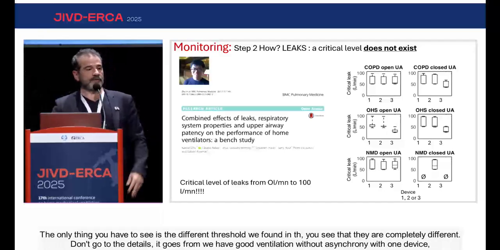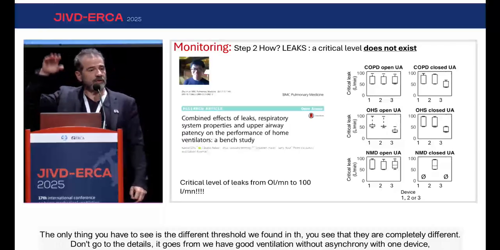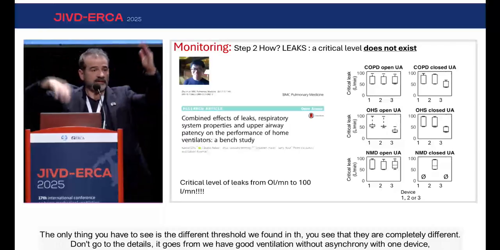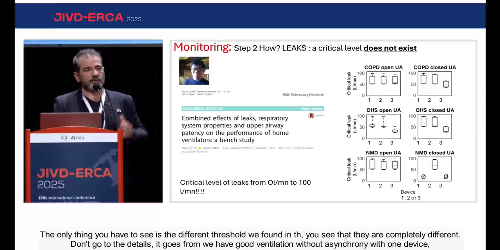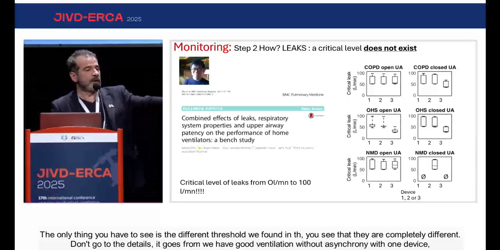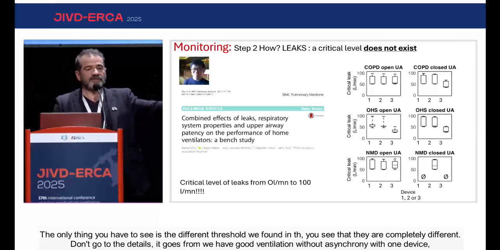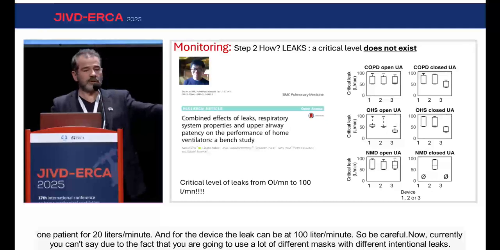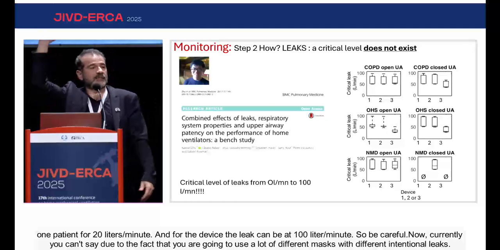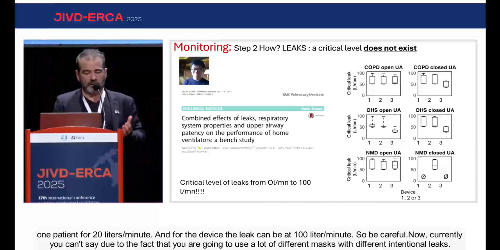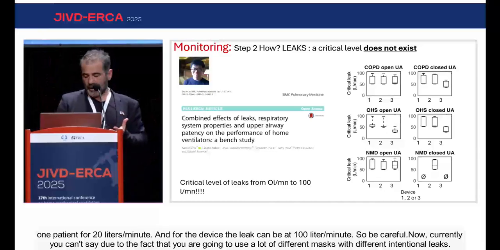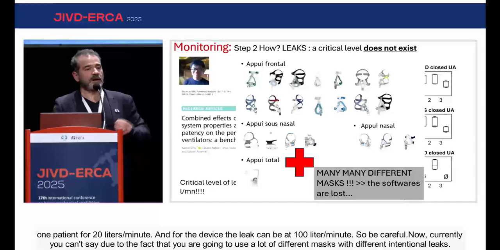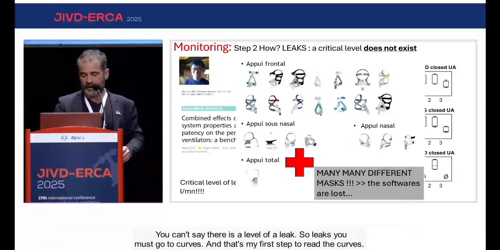The only thing you have to see is the different thresholds we found; you see that they are completely different. Don't go into the details. It goes from good ventilation without asynchrony with one device, one patient, at 20 liters per minute, to another device where the leak can be at 100 liters per minute. So be careful. Currently, you can't say, due to the fact that you are going to use a lot of different masks with different intentional leaks, that there is a level of leak.